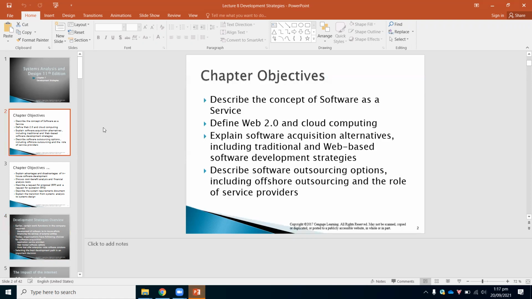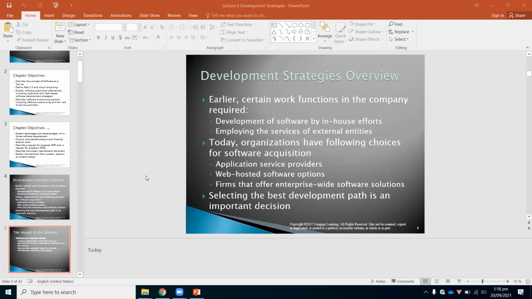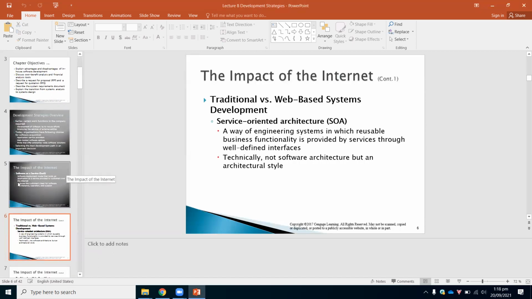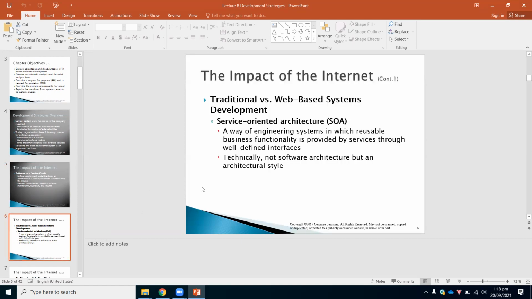Now have a look at this, and I want you to note this down, okay? If you look at slide number 4, over here it is talking about the traditional and the new way of software development, okay? So questions can be asked based on this. You need to know the definition of SaaS, software as a service, and what it is. Also, a comparison between the traditional software development and the web-based systems.